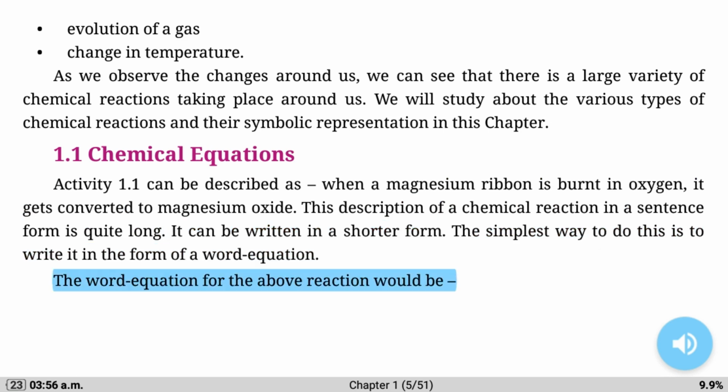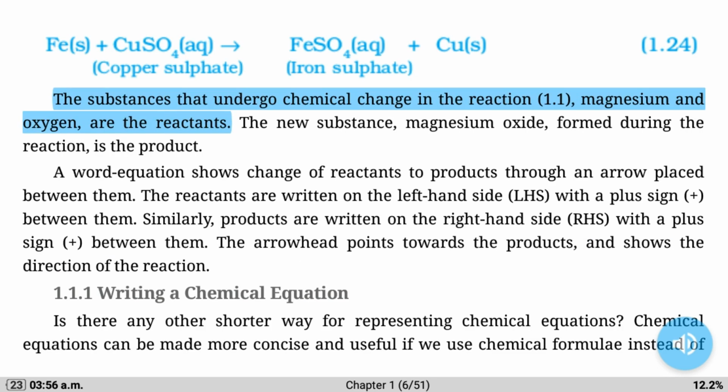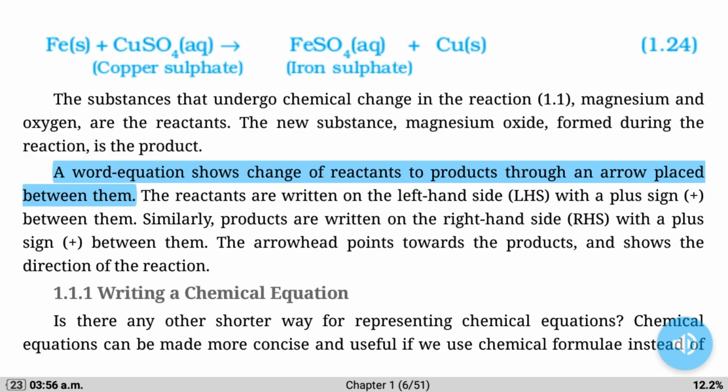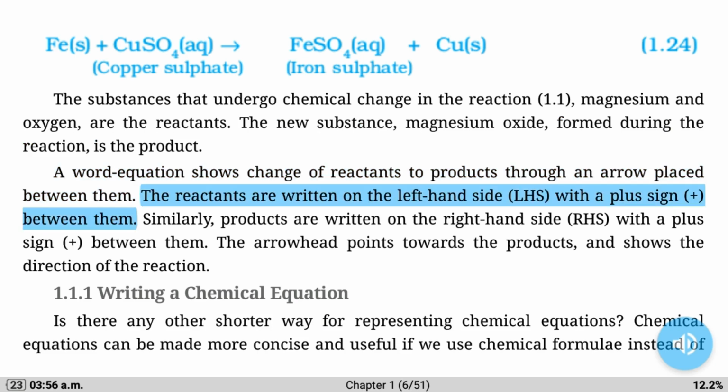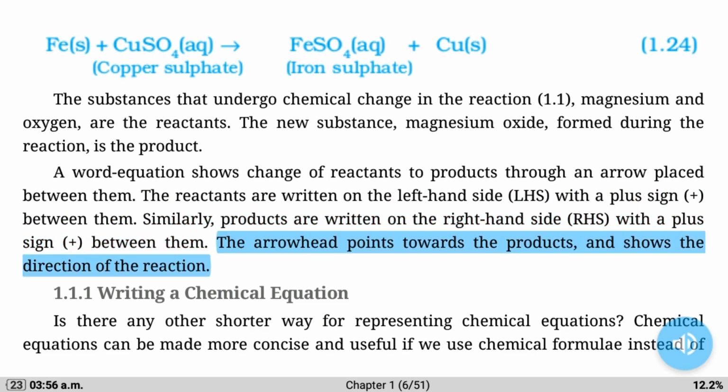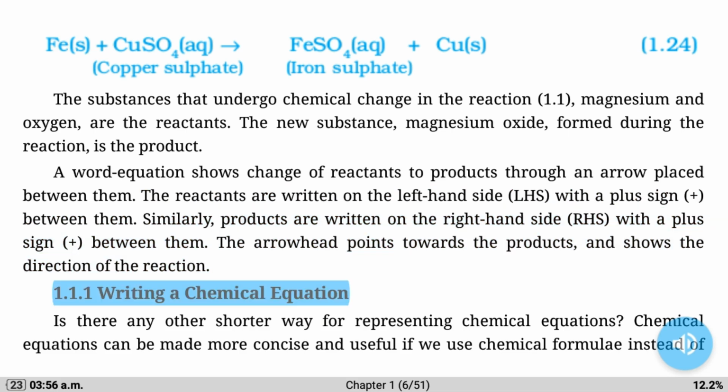The word equation for the above reaction would be: magnesium plus oxygen gives magnesium oxide. The substances that undergo chemical change in the reaction 1.1, magnesium and oxygen, are the reactants. The new substance, magnesium oxide, formed during the reaction, is the product. A word equation shows change of reactants to products through an arrow placed between them. The reactants are written on the left-hand side, LHS, with a plus sign between them. Similarly, products are written on the right-hand side, RHS, with a plus sign between them. The arrowhead points towards the products and shows the direction of the reaction.